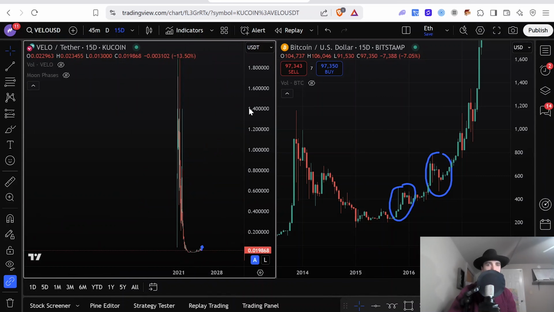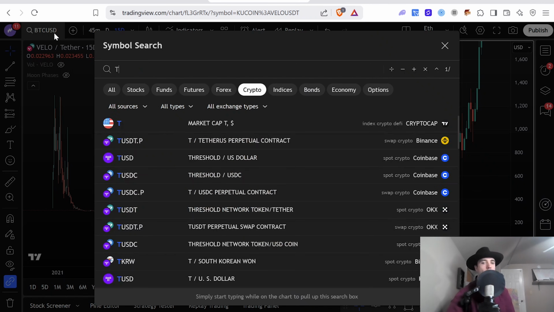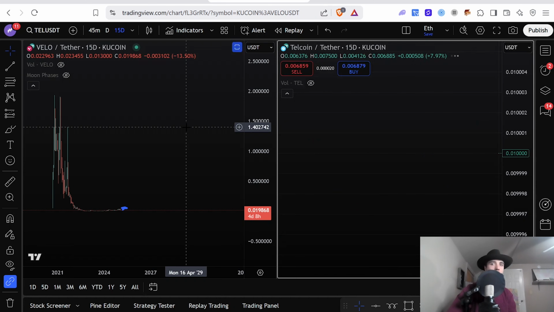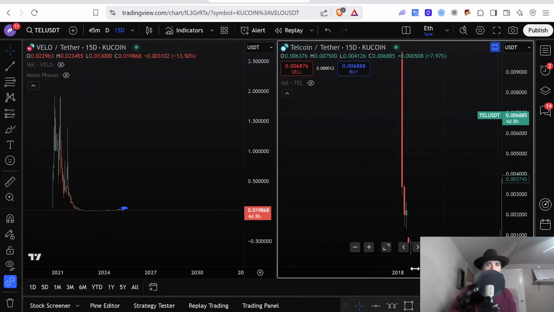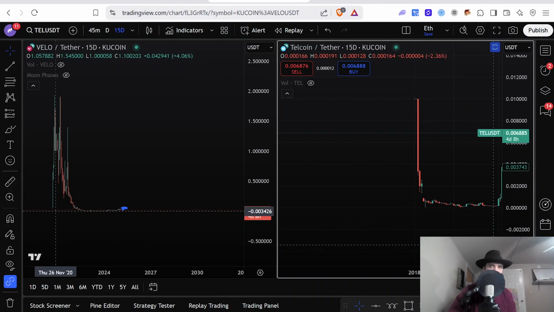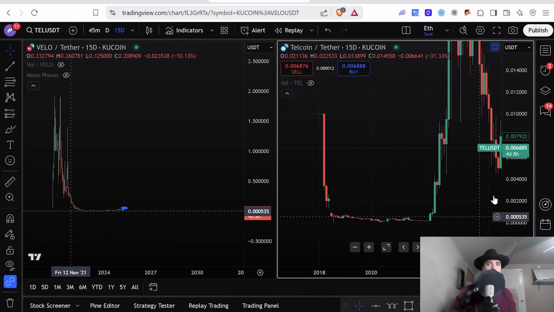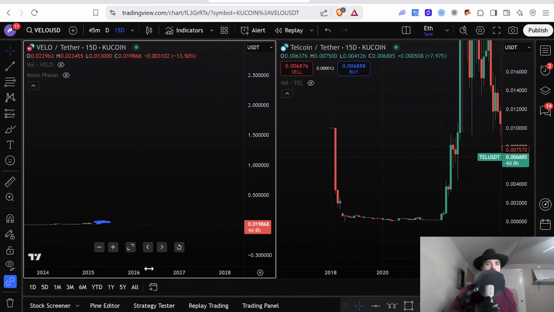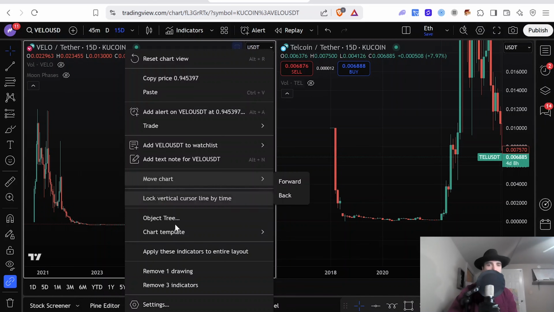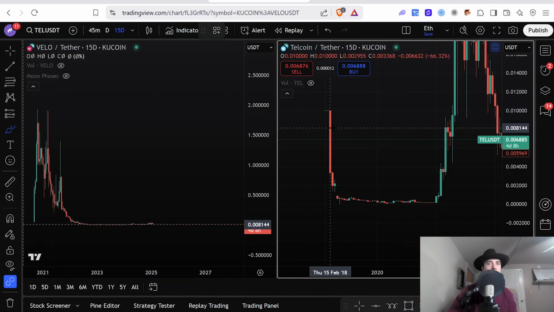So let's pull up Velo in a bigger time frame, and then we'll pull up Telcoin as a great example of a coin that did one of these accumulation patterns and what it looks like as it breaks out bullish. So we have Telcoin over here on the right, and we have Velo over here on the left. And you can see with Velo, that's the same thing that happened to Telcoin when Telcoin first got added to its exchanges and first got traded.